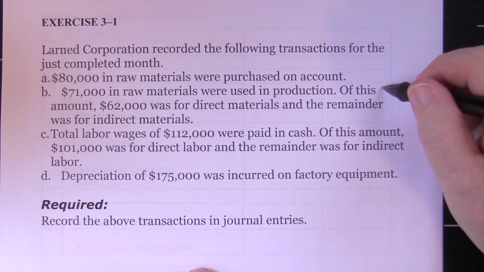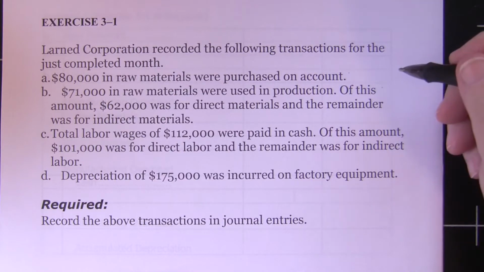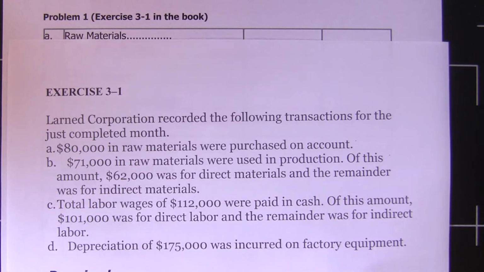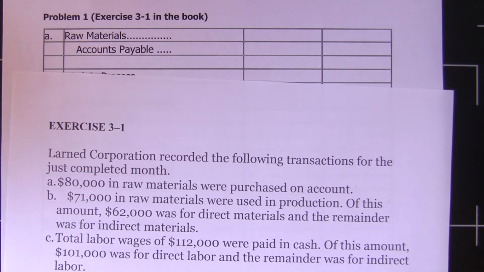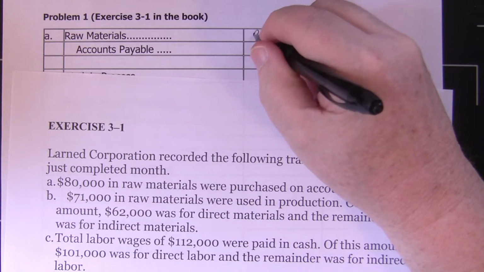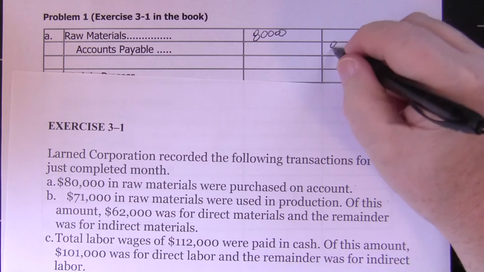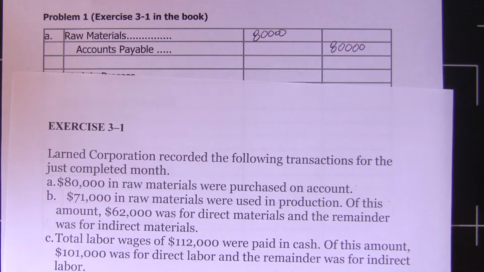Then we withdrew some material. Some was used directly and some was used indirectly. So let's get started. Let's do the first one. We bought raw materials, $80,000. So we're going to debit raw materials, $80,000. Credit accounts payable, $80,000.